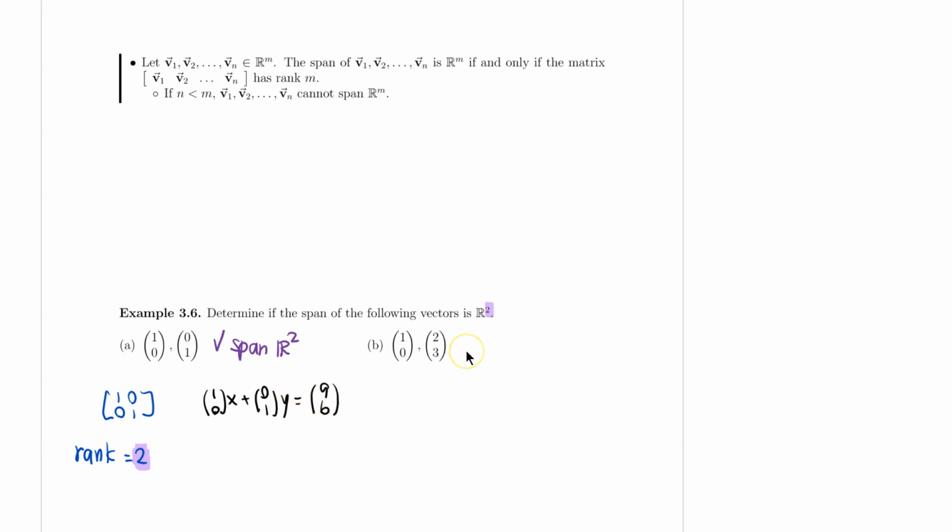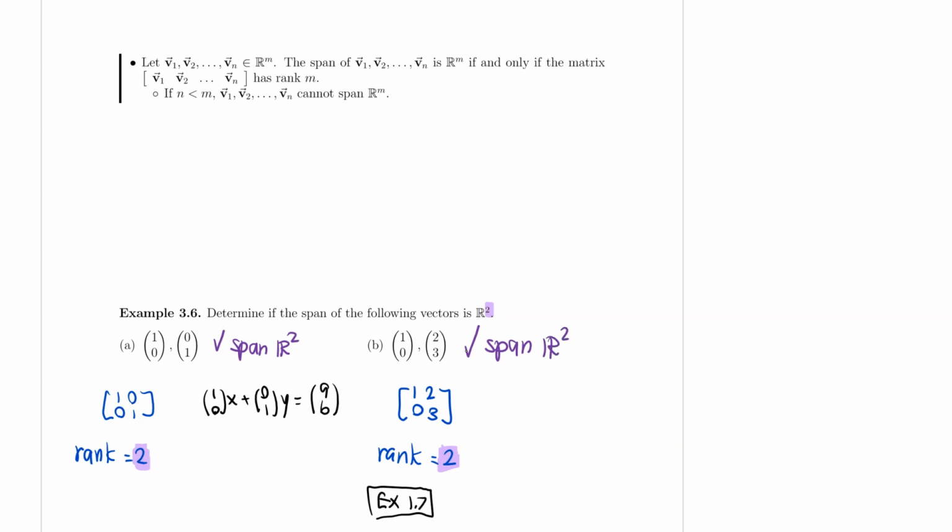Now for part b, I can once again form a matrix, 1, 0 and 2, 3. And then the rank of this is once again going to be 2. We actually have done this in one of the earlier examples, example 1.7. So once again, I can guarantee that this is going to span R square for sure.